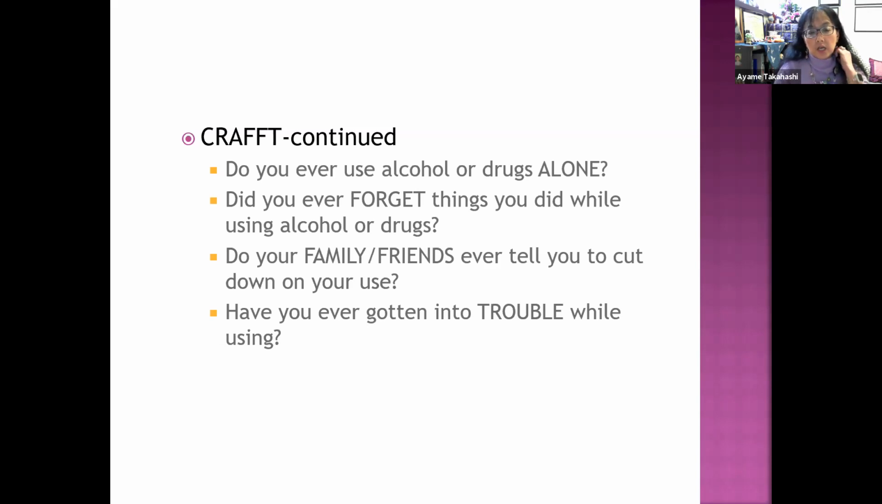And then the second F is for family/friends. Do your family or friends ever tell you to cut down on your use? And the T is for trouble. Have you ever gotten into trouble while using? So this is pretty comprehensive, with parents, with teachers, with girlfriends, boyfriends, etc.